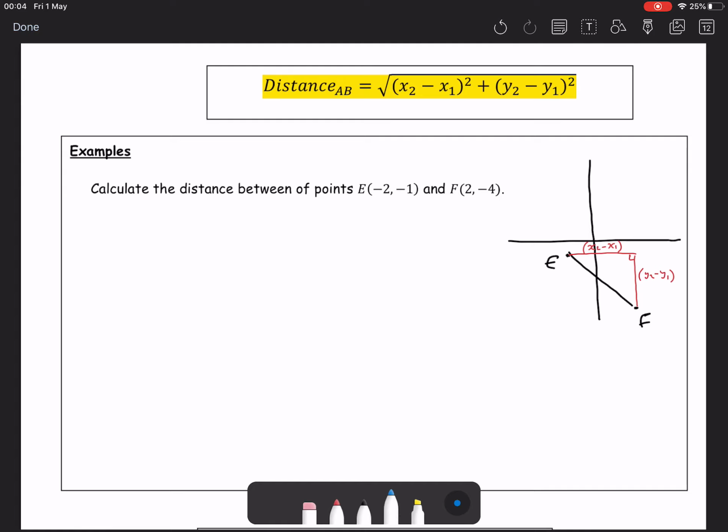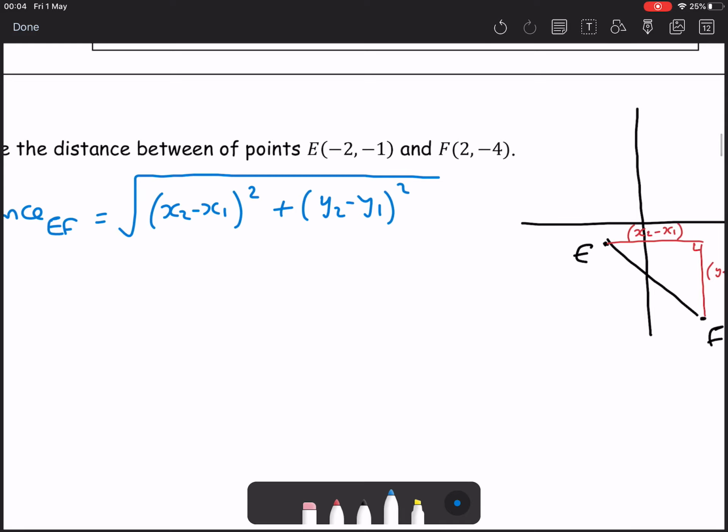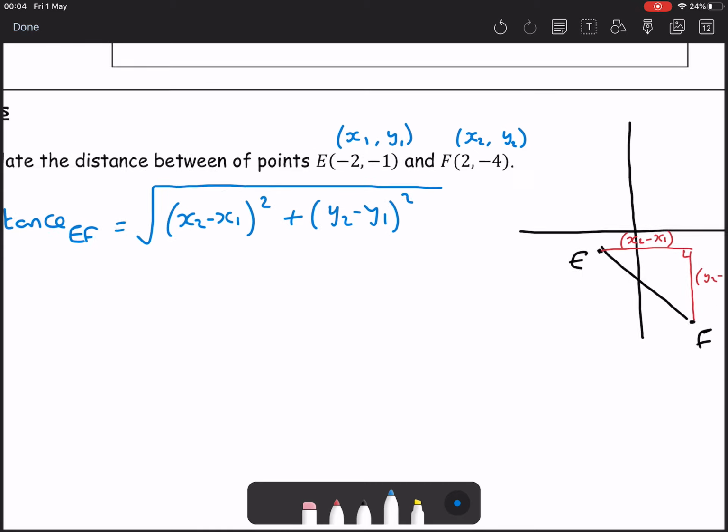In our example, calculate the distance between the points. Our distance, in this case EF, is the distance between our x's, distance between our y's, and again making sure we're being nice and accurate, x and y of our first, and x and y of our second point.